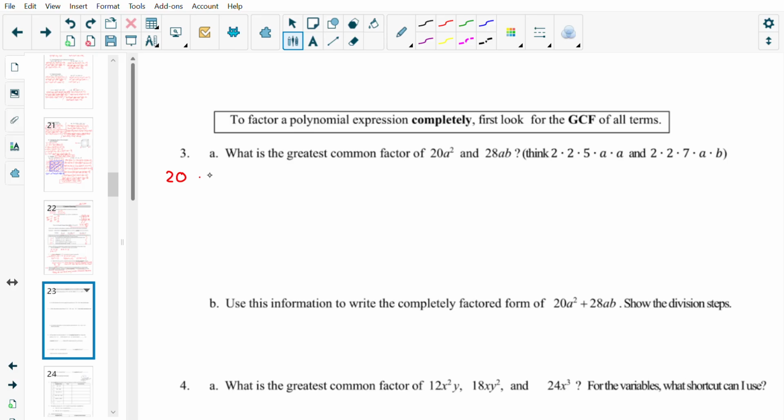When I think about 20a squared, I know 20 prime factorized is 2 times 2 times 5, and then I think of the times a and times a. And then when I think about 28ab, we prime factorize 28 on the other page. That is just 2 times 2 times 7. And then let's throw in that a and the b.